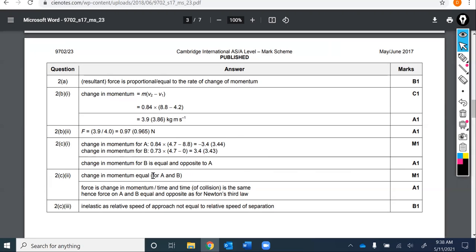So the change in momentum is equal for A and B. The force is the change in momentum over the time, and the time of the collision is the same. Hence, the forces on A and B are equal and opposite, as for Newton's third law. Right? We talked about that. And we said that it was inelastic for the reason that the relative speed of approach is not equal to the relative speed of separation.